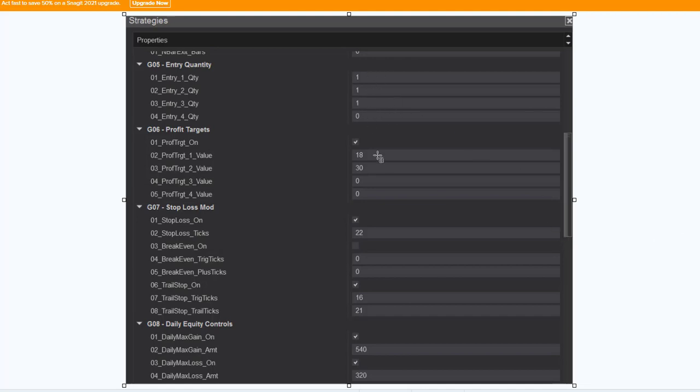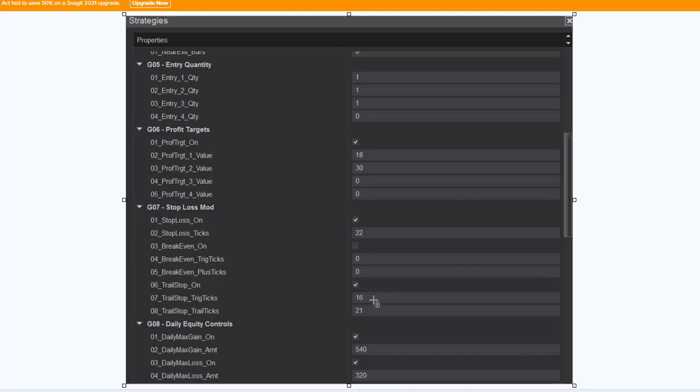We've got 3 contracts we're trading. Our profit targets are a little wider, 18 and 30. On a tighter range day we would use, say, 12 and 24 or 10 and 20. We're using a stop loss of 22 as the volatility is up a little bit in the market. And we're not using the break even. I prefer the trail stop, works better.